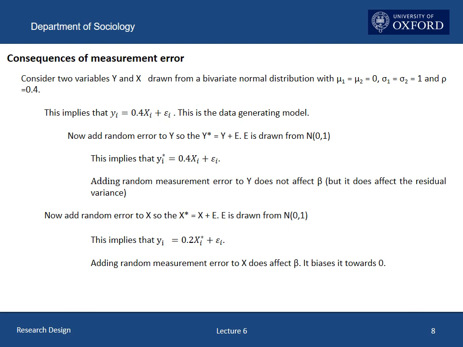It turns out that if we regress y star on x, then some things do not change. Most importantly, our estimate of the slope coefficient, in this case 0.4, remains the same as it did in the original data generating model. The take-home message is that adding purely random measurement error to the dependent variable y does not affect the estimate of the regression slope. So if that is what you are interested in, you have no need to worry.